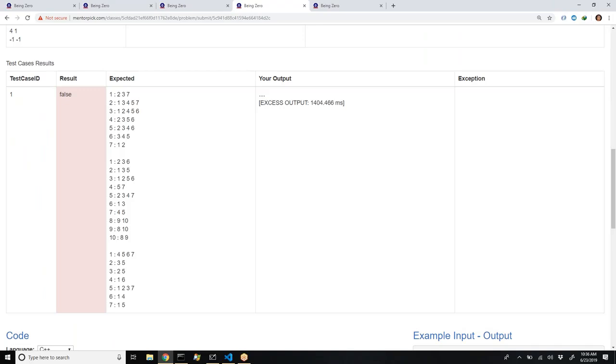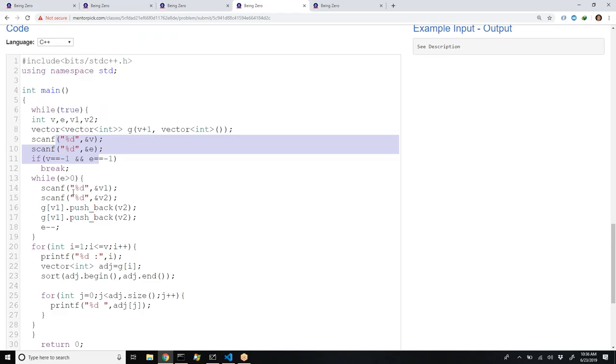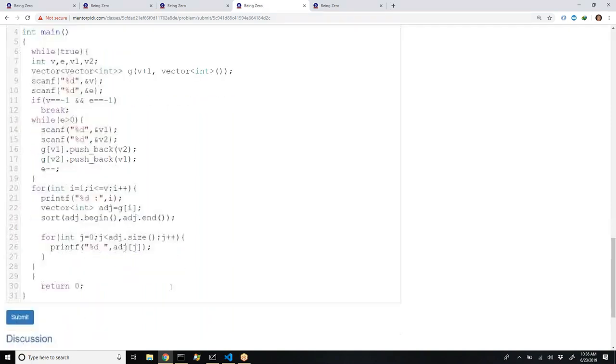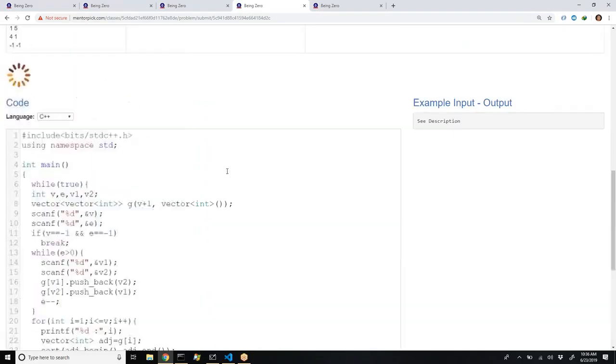So we are initializing all the vectors empty, but even now it is failing. Let's see if there is any other issue. You took v and e, v1, v2. In v1 pushback v2, again v1 pushback v2. Okay, that's fine. We will just, yeah, v2 pushback v1. Then you are going with 1 to v, all the vertices. You're printing i, getting that, sorting it and printing it again. Yeah, code wise it looks fine now. Let me try once again.